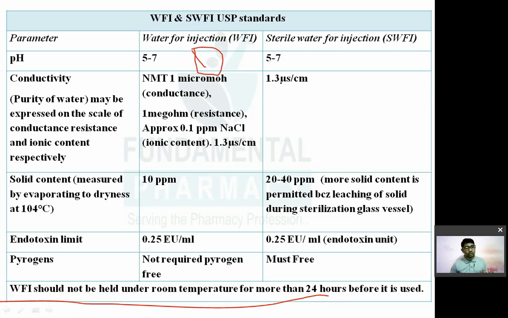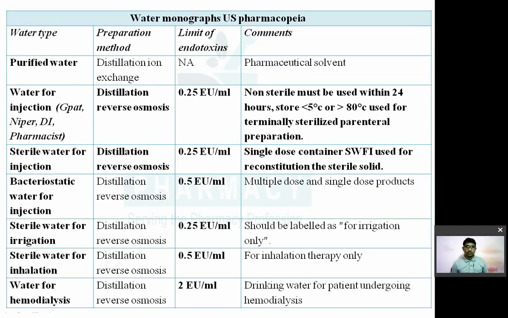If you want to store it, what is the condition? It can be stored either at a temperature less than 5 degrees Celsius or at a temperature more than 80 degrees Celsius. Only then can you store it. Now, water monograph of the US Pharmacopoeia: the different types of waters available as per the US Pharmacopoeia.